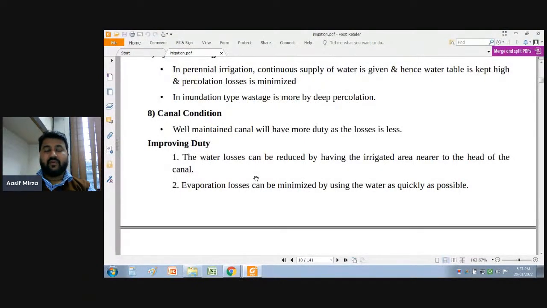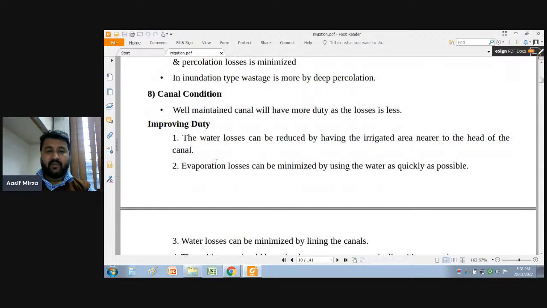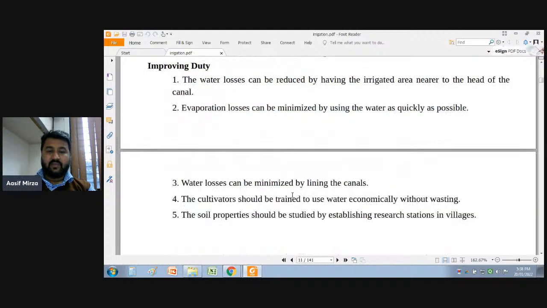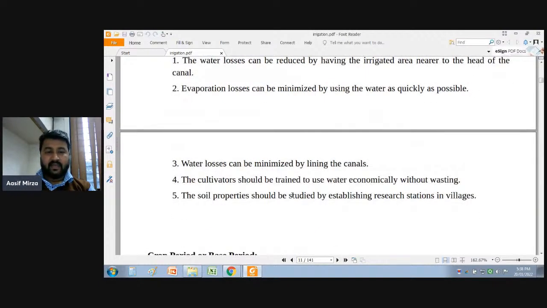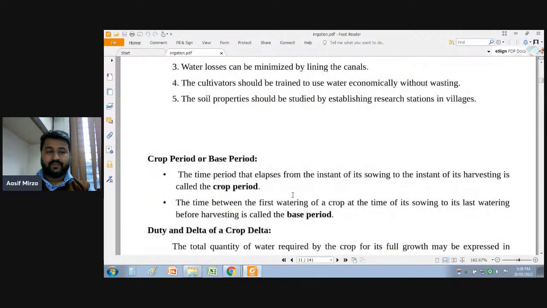Now, improving duty. How do we have to improve the duty? Whatever factors we have seen affecting the duty, if we concentrate on those particular factors, we can improve the duty. The water losses can be reduced by having the irrigated area nearer to the head of the canal. Evaporation losses can be minimized by using the water as quickly as possible. Water losses can be minimized by lining the canal. The cultivators should be trained to use water economically without wasting. The soil properties should be studied by establishing research stations in the villages.